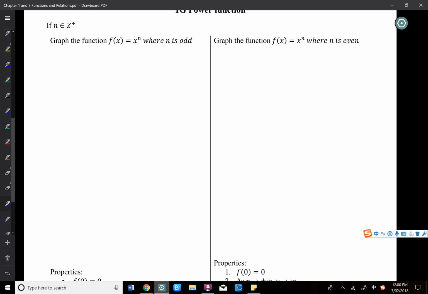Are there any intersections between x to the power of 3 and x to the power of 5? There will be 3 points of intersection. What are they? The origin, that's one. What are the other two? 1, 1, and negative 1, negative 1. They intersect at 3 places.